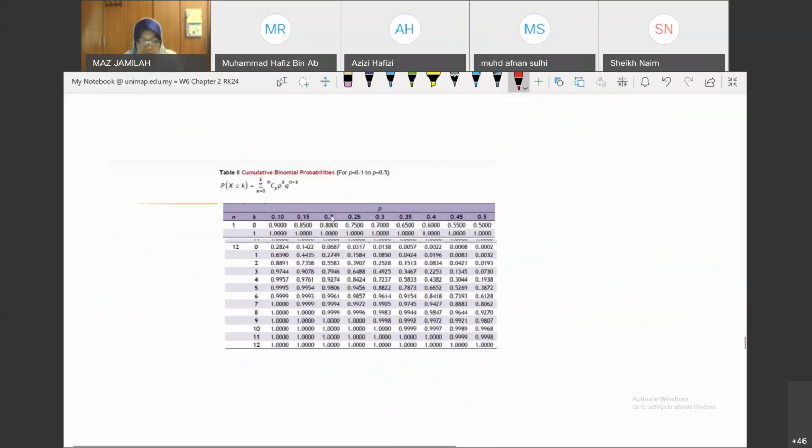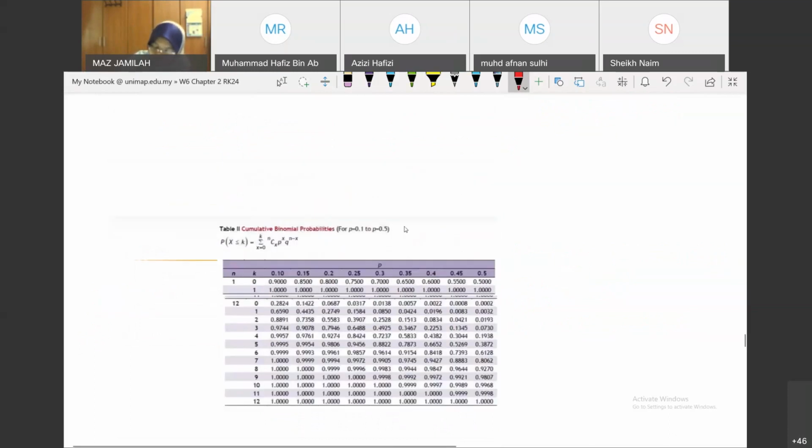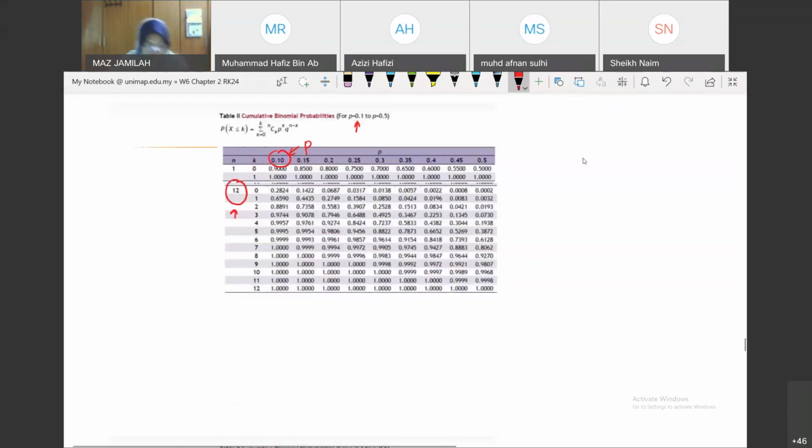So if you look at your binomial table, now we talk about the probability of success is 0.1. The number is the indicator. Okay. Now the first question.